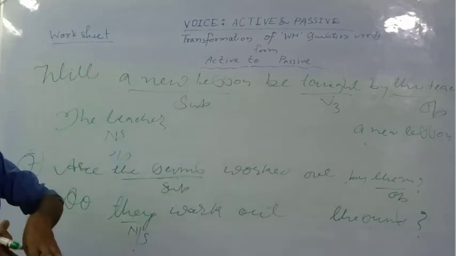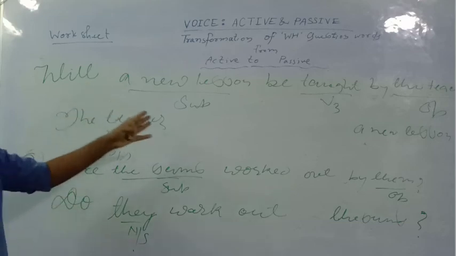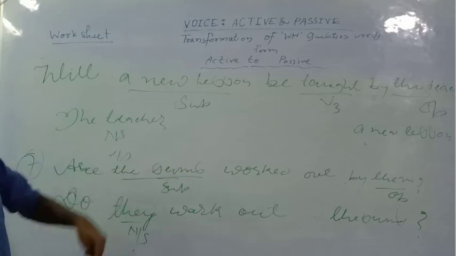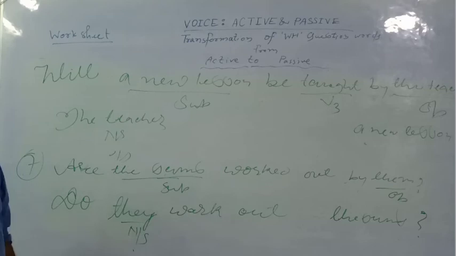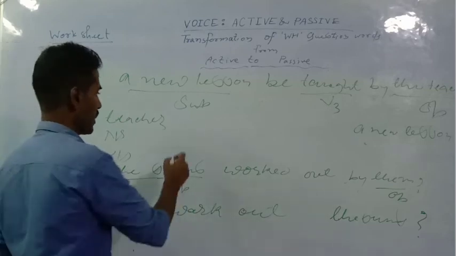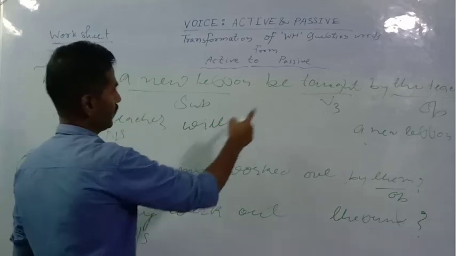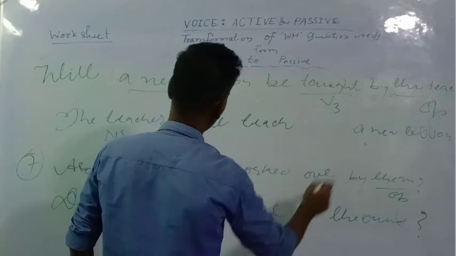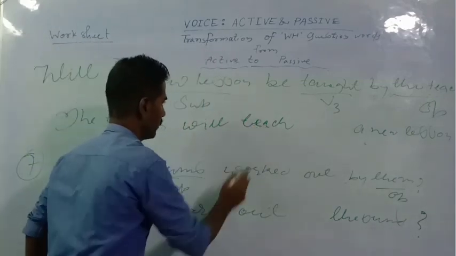If there is shall or will in active, in passive it becomes will be or shall be. So will be means in active it was either shall or will. Whether shall or will, that will rely on the new subject. Now the new subject is what? The teacher, third person singular number, so it will not agree with shall, it will agree with will. The teacher will. Verb will become teach, a new lesson. The teacher will teach a new lesson.